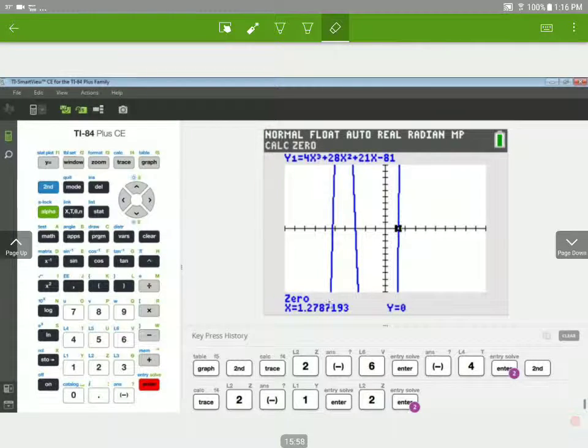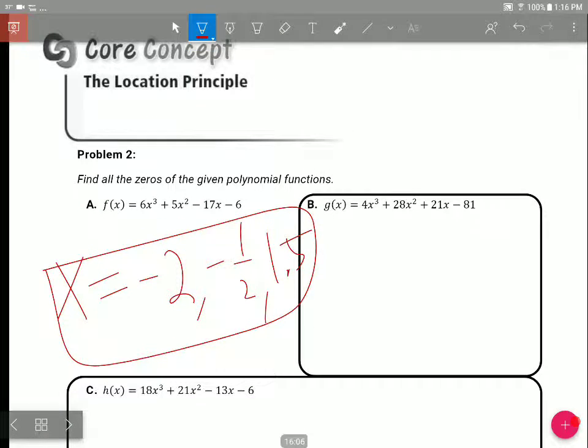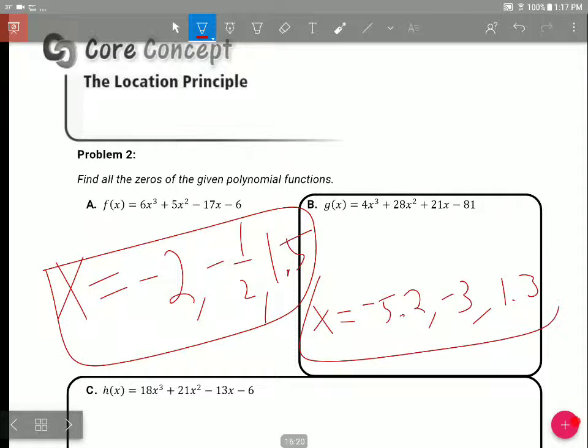Okay, so I got 1 point through 0. So here we go. Let's go back. Your answers are x. Oh my goodness, forgot to do that every single time. X equals negative 5.2. We got negative 3, and we got positive 1.3. Was that it? Yay! Those are your solutions.